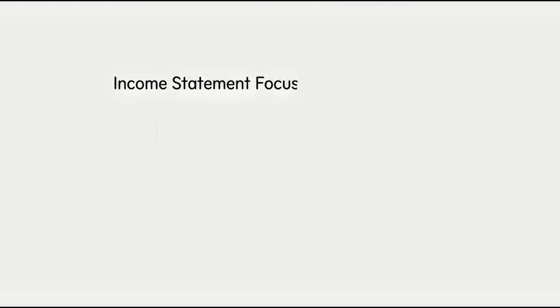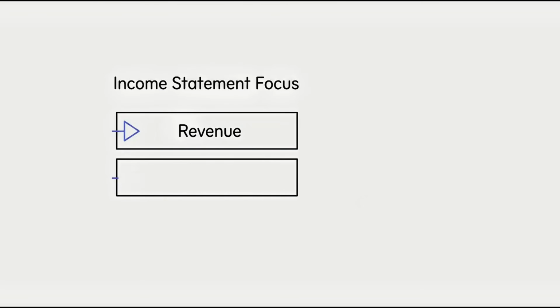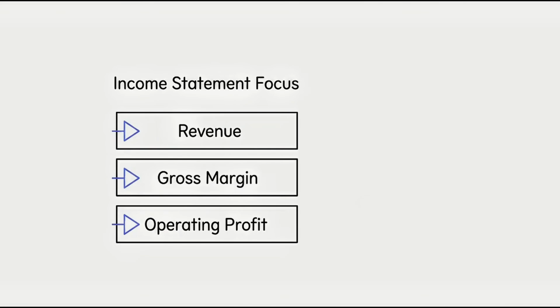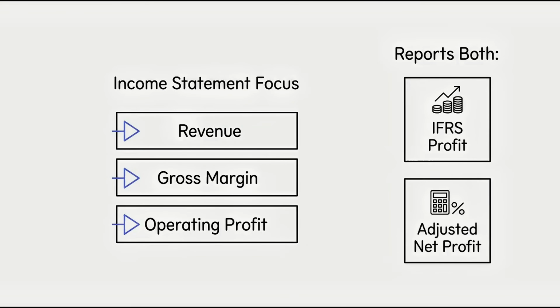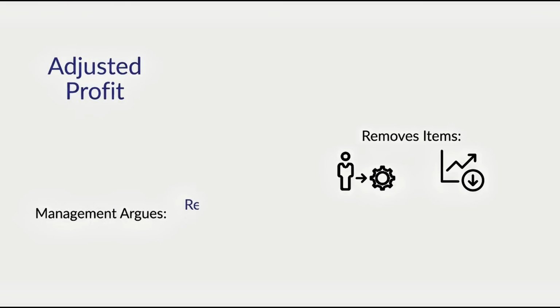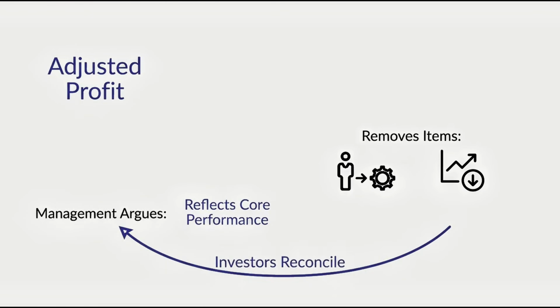On the income statement, focus on revenue, gross margin, and operating profit. Xiaomi reports both IFRS profit and adjusted net profit. Adjusted profit removes items like share-based compensation and fair value changes, which management argues better reflects core performance. Investors should always reconcile the two.